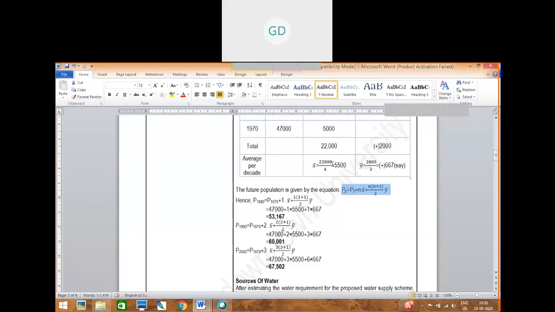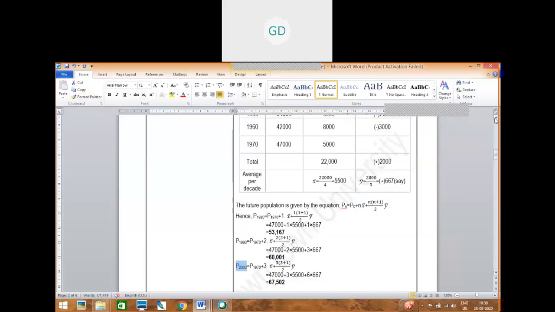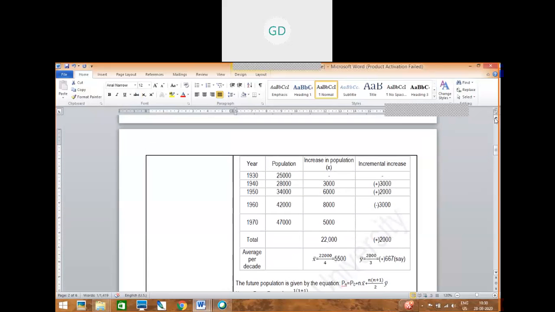Then x bar you got 5,500. Then n also, you know, it will be 1. And y bar also you know it is 667. Then you find out these three populations, P 1980, P 1990, and P 2000. Do it by yourself, then you will know. Use the formula and do it.